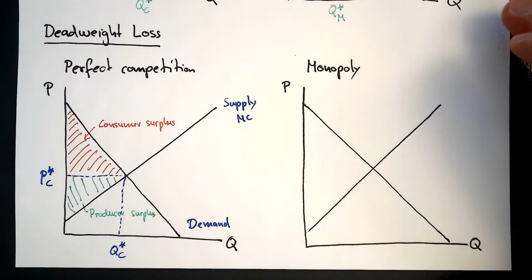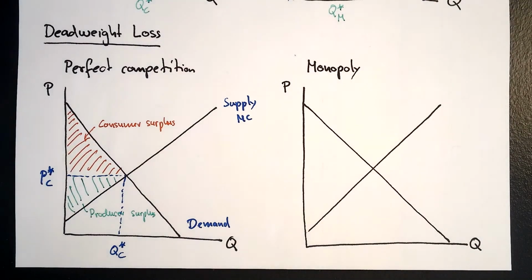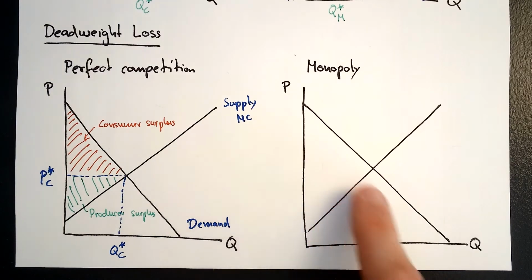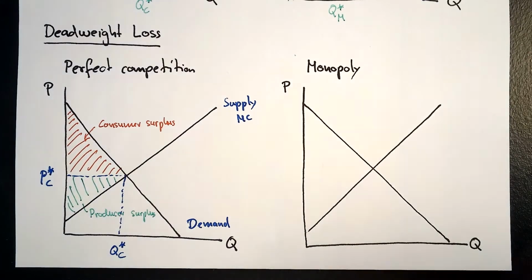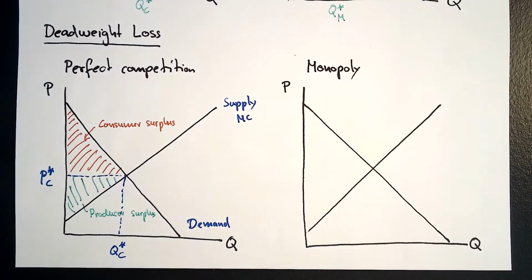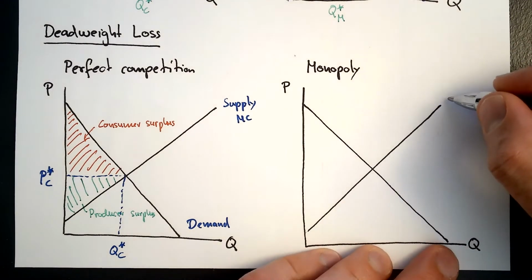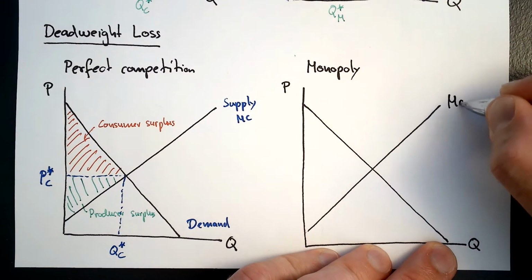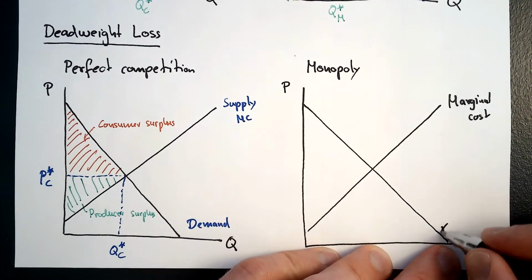Now, let's see what's going on in a monopoly situation. First of all, if we are drawing a demand function in a monopoly, then we are always going to use a linear demand function, okay? And it will become clear soon why that is the case. It actually makes the calculations much simpler. Now, we have the marginal cost function here. We have the demand function.